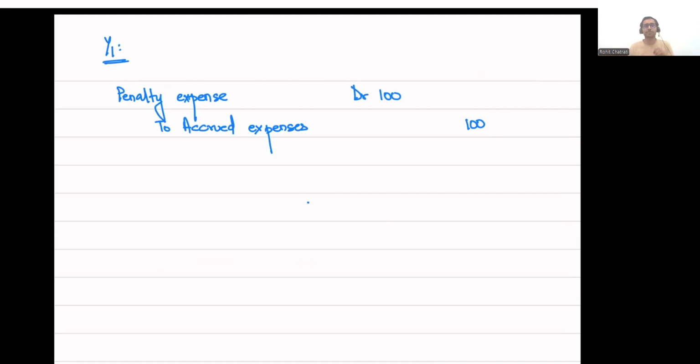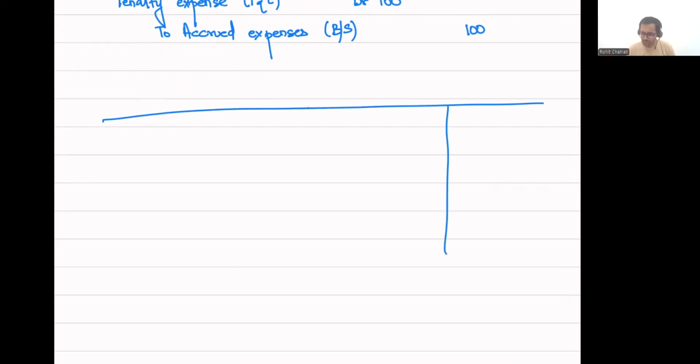I debit penalty expense of 100 rupees, which is going to be reported in my P&L, and accrued expenses, which is my balance sheet item, is going to be credited. So this is being reported on the balance sheet at an amount of rupees 100. If I draw the balance sheet for year one, the balance sheet would include under the liabilities section accrued fines and penalties of rupees 100. This is how the first year balance sheet would look, and this is the accounting balance sheet.